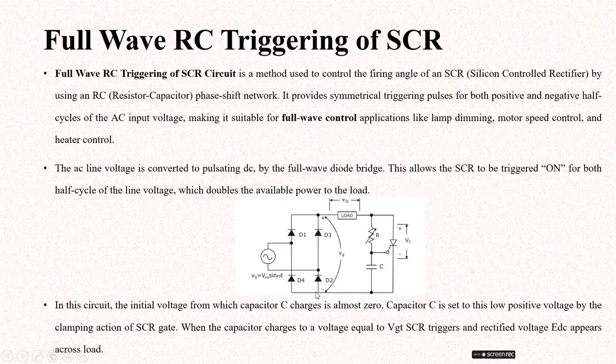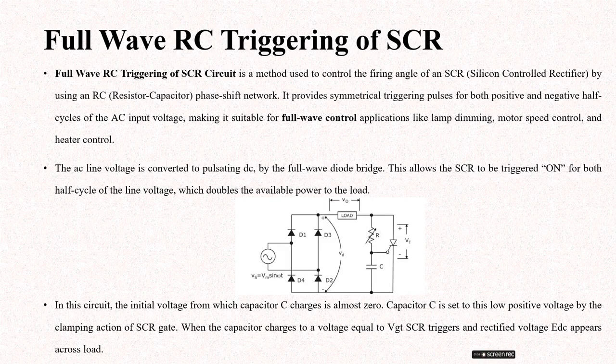First, let us understand the full wave RC triggering of SCR circuit and how it works. It is a method used to control the firing angle of an SCR by using an RC phase shift network. This circuit provides symmetrical trigger pulses for both the positive and negative half cycles of the AC input voltage, making it suitable for full wave control applications like lamp dimming, motor speed control, and heaters. Let us observe the circuit on the screen.